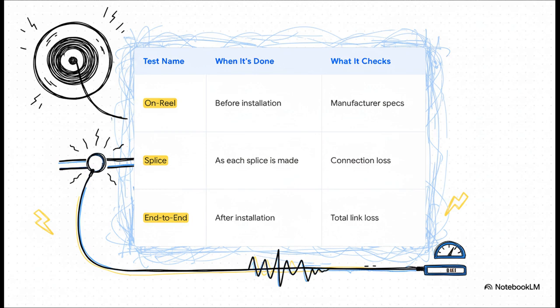Then, they test every single splice, one by one, right after it's made, to make sure it's a good connection. And finally, when it's all put together, they do the big one, the end-to-end test, measuring the total signal loss across the entire length of the cable.